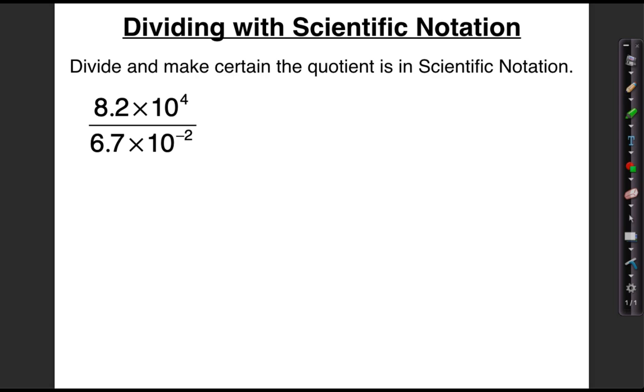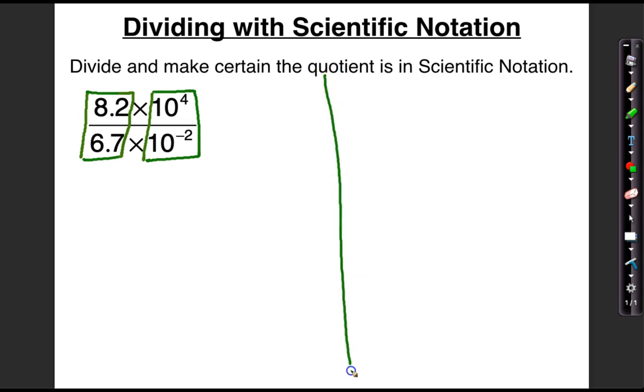It says to divide and make certain the quotient is in scientific notation. And then we have 8.2 times 10 to the fourth divided by 6.7 times 10 to the negative second. So the very first thing that I want to do is actually group the coefficients into one group, as well as group the tens into one group. Now it's going to be just a matter of simplifying the coefficients and simplifying the exponents to see what our final answer is. So with that, let's go ahead and get started.